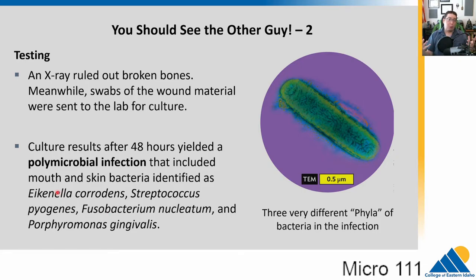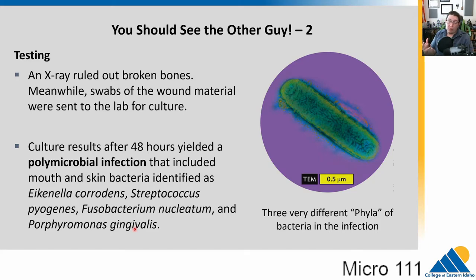Well, there's a couple of possibilities. They could have been on his skin, and when he hit that person's tooth and broke the skin, they could have been put into the soft tissue. The other possibility, and this one signals that possibility, is that the bacteria from the person's mouth that he punched have been transferred into his soft tissues in there.